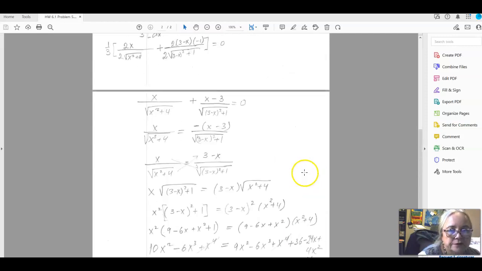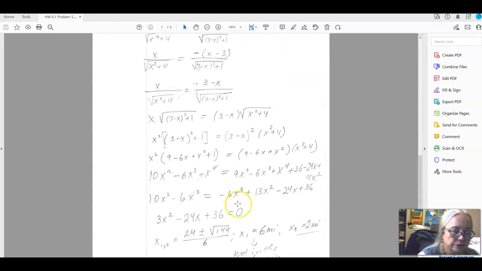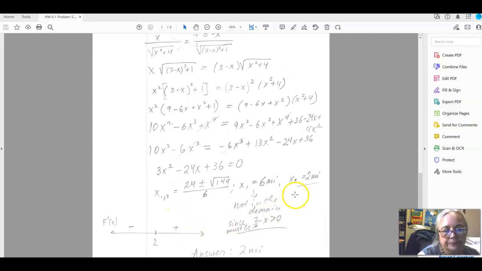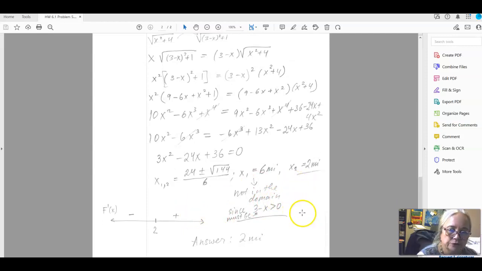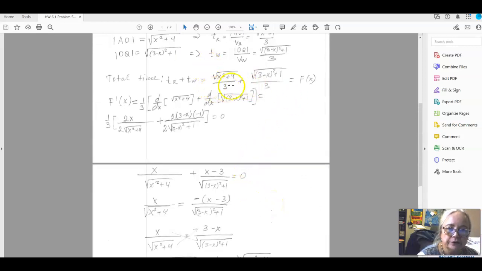And 2 miles looks good for this problem. If we have 2 miles here, we have 3 minus 2, 1 mile here. So everything looks great, normal. And we check if 2 miles gives you a minimum for the function. As we remember, the function is f of x over here, and it represents the total time.